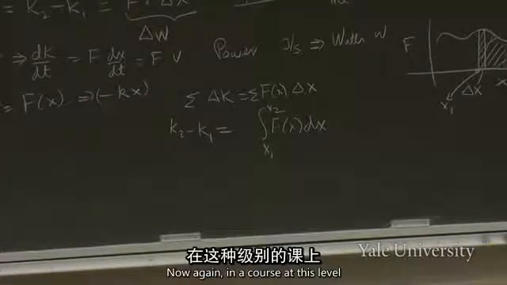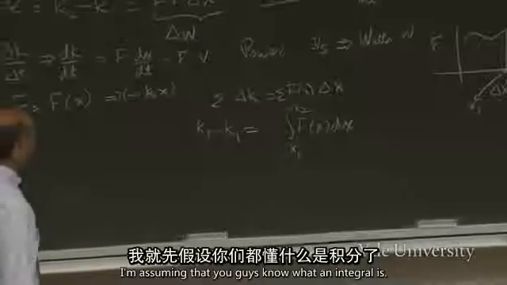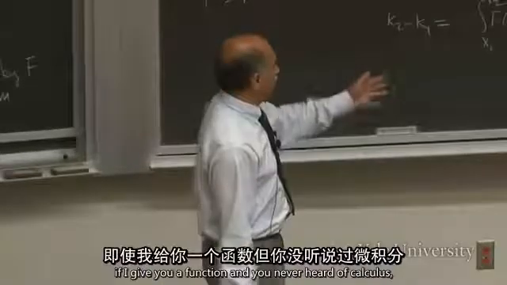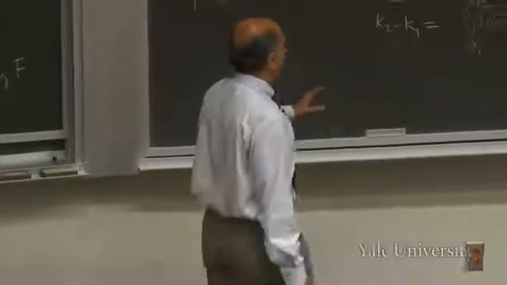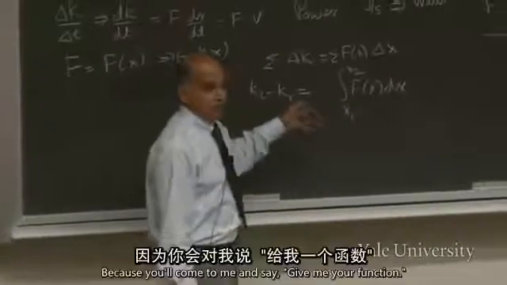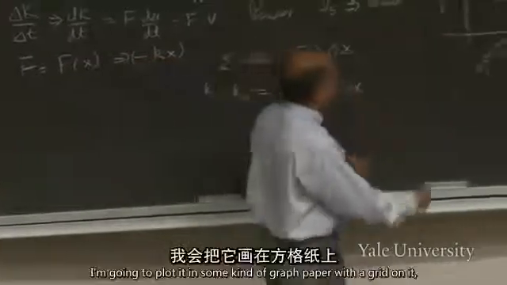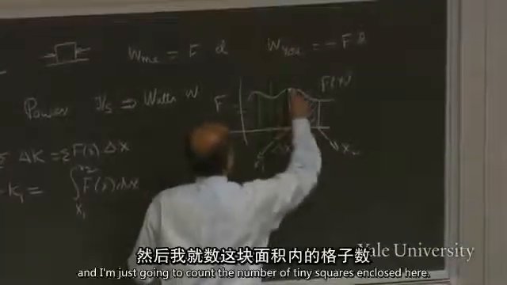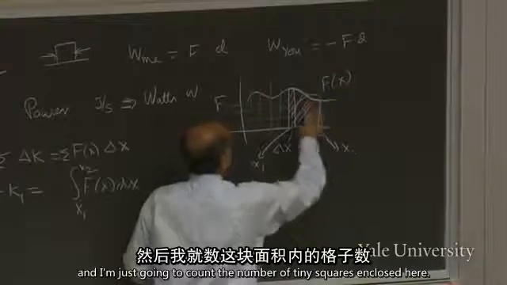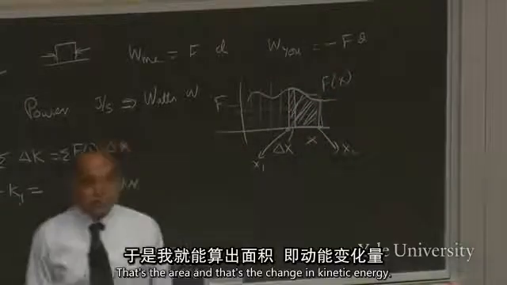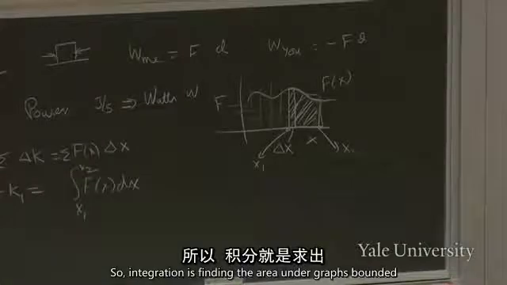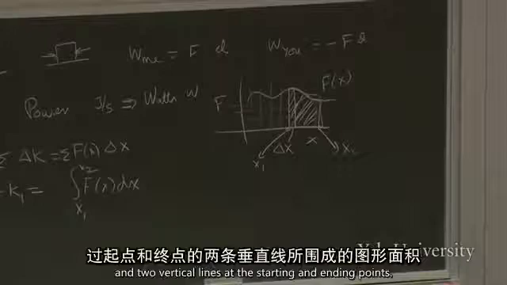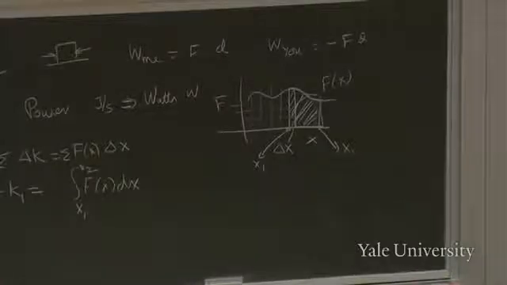Now again, in a course at this level, I'm assuming that you guys know what an integral is. Even if you never heard of an integral, if I give you a function and you never heard of calculus, you can still deal with this problem. Because you'll come to me and say, give me your function, I'm going to plot it on some kind of graph paper with a grid on it, and I'm just going to count the number of tiny squares enclosed here. That's the area, and that's the change in kinetic energy. So integration is finding the area under graphs bounded by the function on the top, x-axis below, and two vertical lines at the starting and ending points.